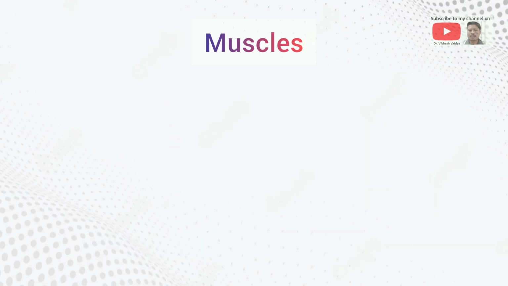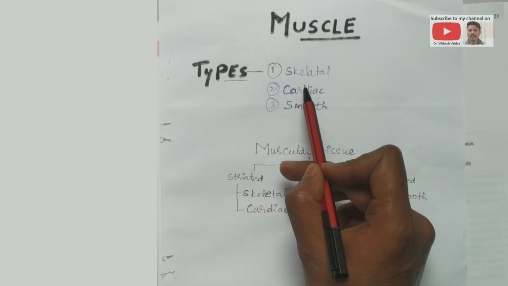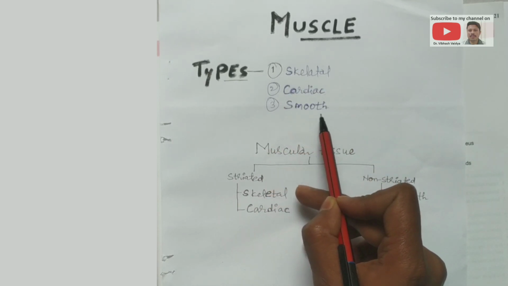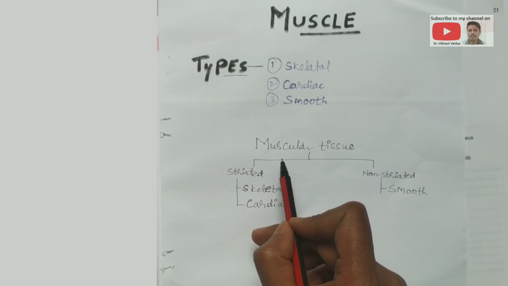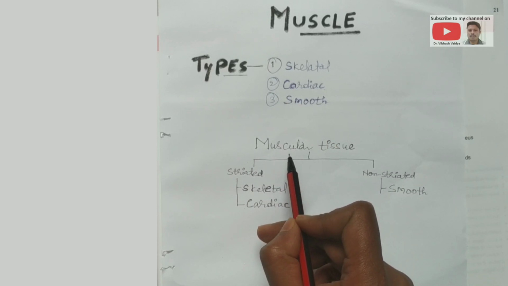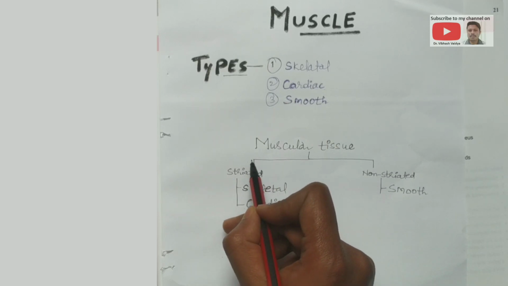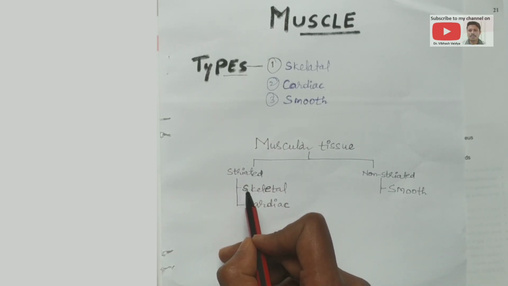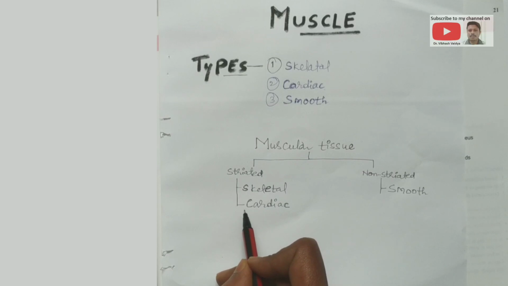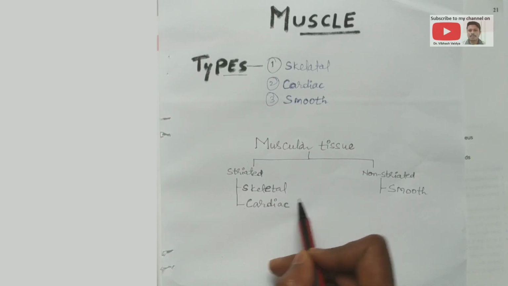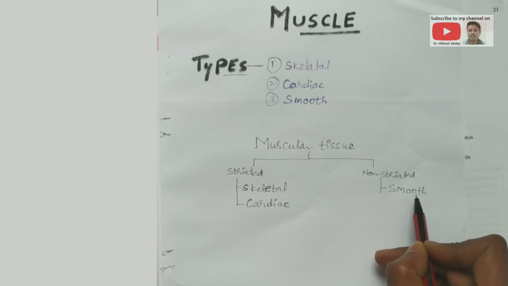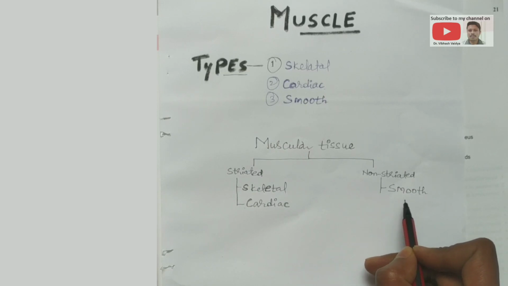So here you can see the muscles have three types: skeletal, cardiac and smooth muscles. On the basis of presence or absence of striation, muscles are subdivided into striated and non-striated groups. Under the striated group, the skeletal and cardiac muscles are present, and under the non-striated group, only the smooth type of muscle is present.